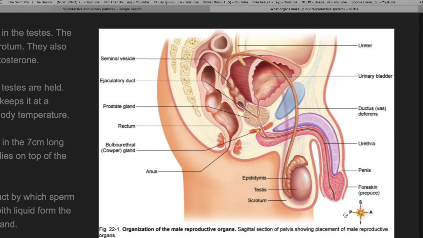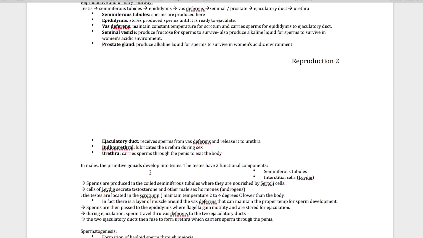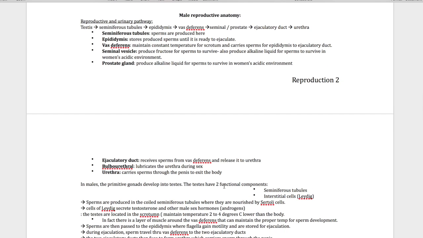All right, so in male, let's go back. I don't know how to go back. Okay. All right, so we just talked about these. You can just read over it again.